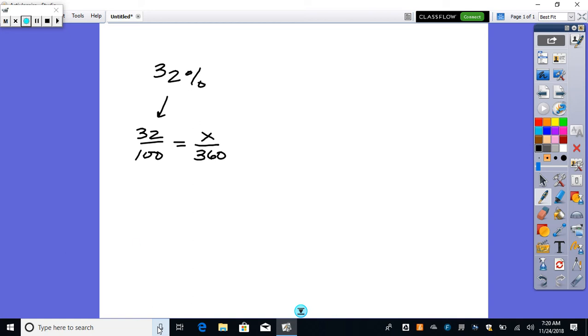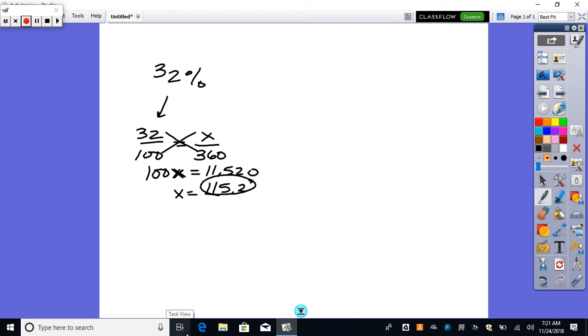So if I work this out, if you remember from your days in algebra and pre-algebra, if we cross multiply here, 100x is equal to 360 times 32, which is 11,520, okay. So if I divide through by 100, the degree that we're looking for is 115.2 degrees. So in all honesty, we're just looking at 115 degrees, okay.